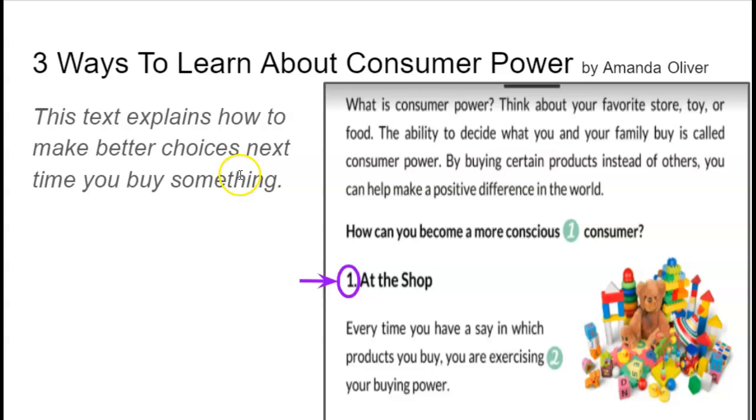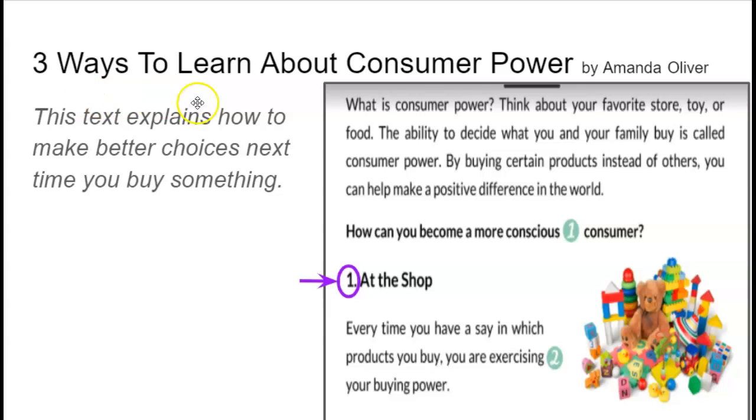So now we're going to read the text. Hopefully you have the title at the top of your page, 3 Ways to Learn About Consumer Power, and you've written the number 1 at the top. When you're taking notes today, you're going to be thinking about key ideas that are in the text. That means things that really make you think about what might be the main idea of this text.